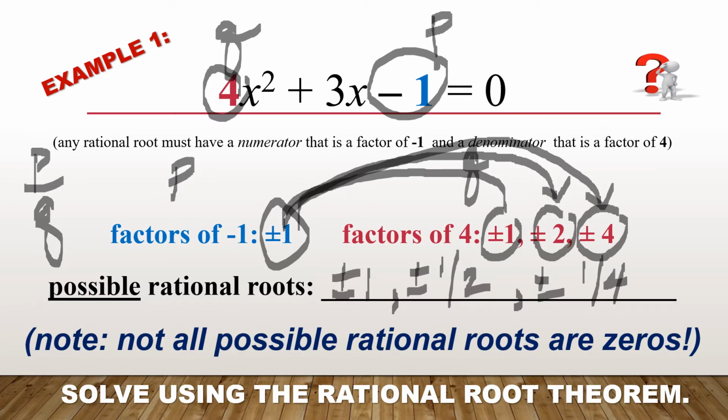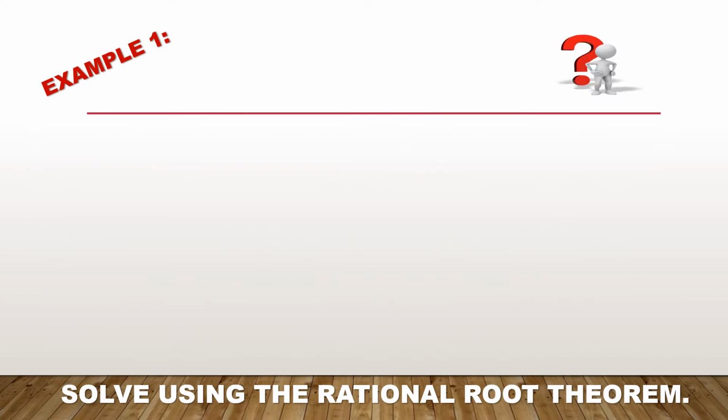And remember that not all possible rational roots are zeros. Meaning to say, these are not all the solutions to x of the given polynomial. That's why we have to move on to another step for us to get the real or the rational roots of the given polynomial. Now, let's have the continuation of number 1.